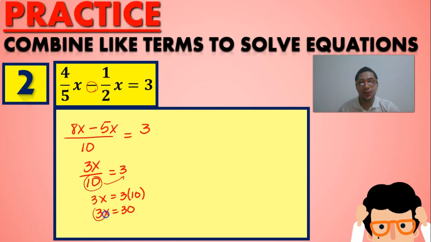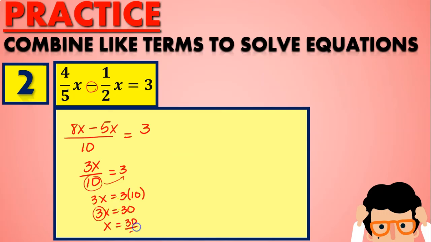And now the 3 is multiplying, so we're not going to pass it dividing. So x is equal to 30 divided by 3. And that is going to be equal to 10. And that is going to be your answer. So x is equal to 10.